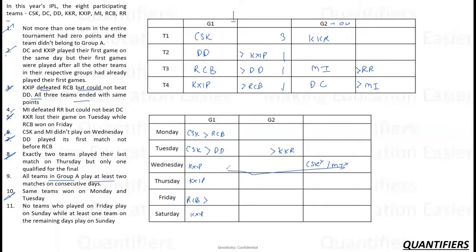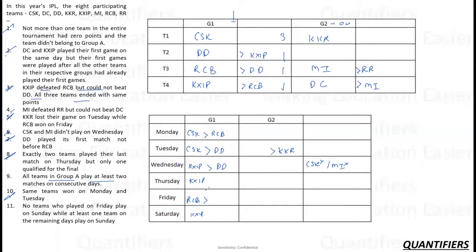Now, this CSK cannot play here. It's already given to me. So either RCB or DD will play here. If I am playing RCB here, RCB cannot play here because there are two consecutive days for RCB. There will be no two consecutive days for RCB. In Group 1, each team is playing on at least two consecutive days. So only option left here is DD. DD played here also. Okay.